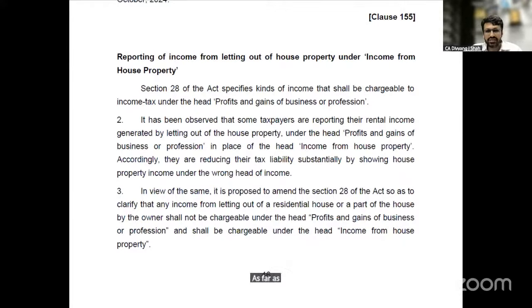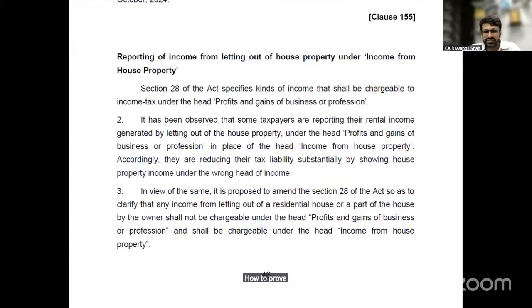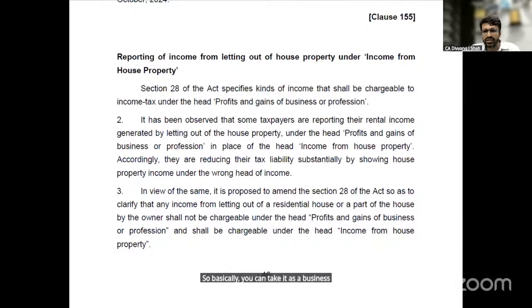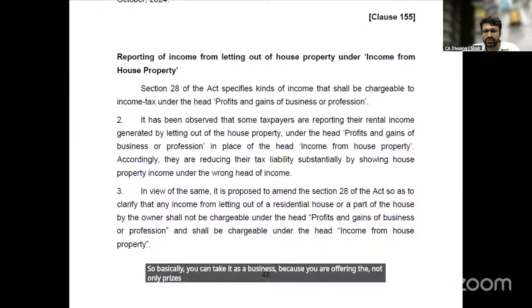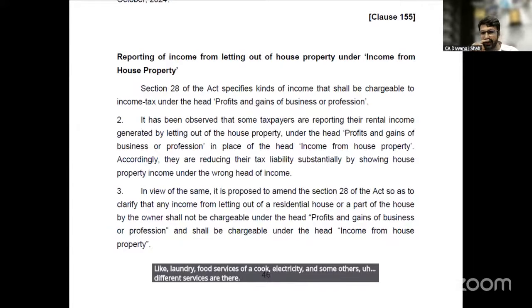As far as commercial properties are concerned, the option is still there to offer it as business income if it is part of your business. How to prove it is a business? It depends on the facts. Yes, if you are running a PG, a PG house wherein you also offer other services, then obviously you can take it as business, because you are offering not only the premises but also services like laundry, food services, a cook, electricity, and some other services. So it is not purely rental income from the property.